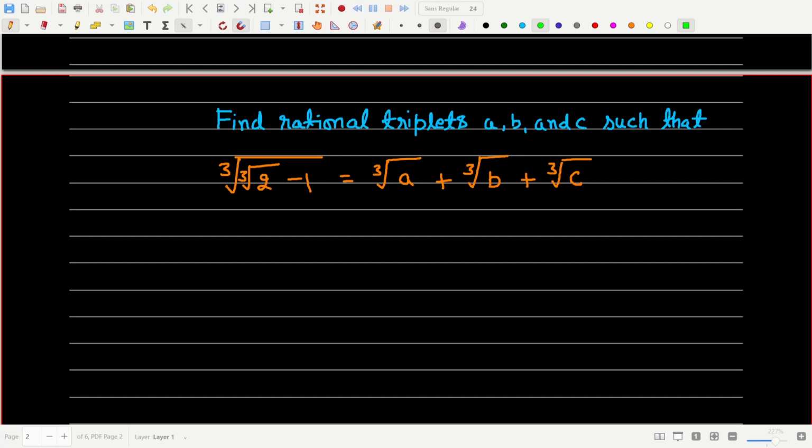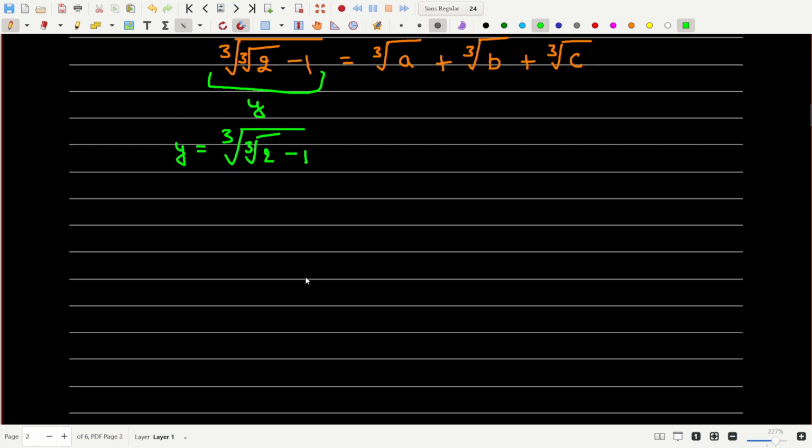Hello, let us find three rational numbers such that this equation is satisfied. Let me begin by calling the left hand side of the equation y. So I'll write y is equal to cube root of 2 minus 1. Now I'll cube both sides, which will give me y cubed equals, this cube root will go away and I'm left with cube root of 2 minus 1. So let's keep this in mind.